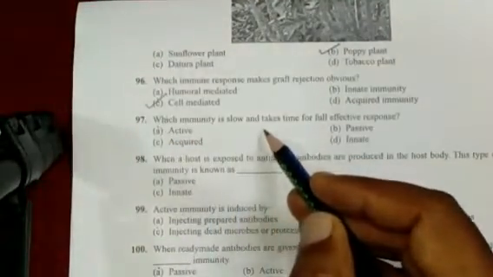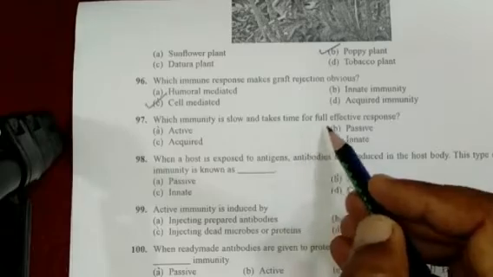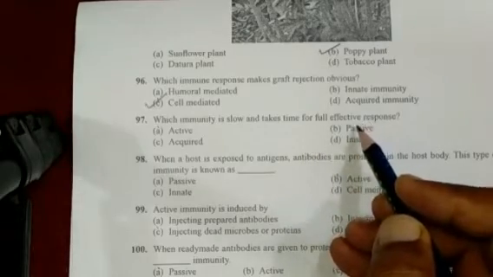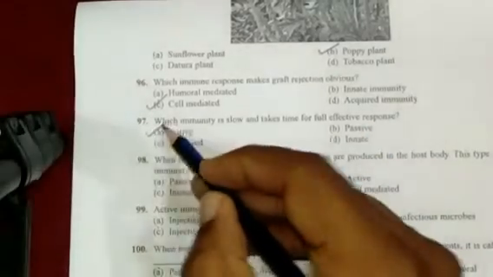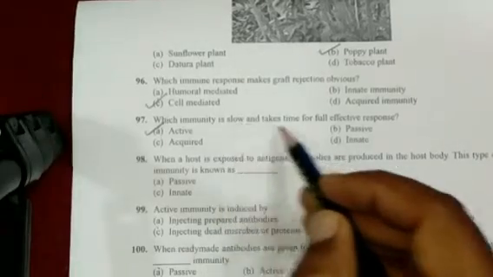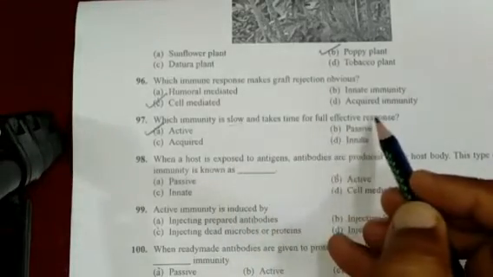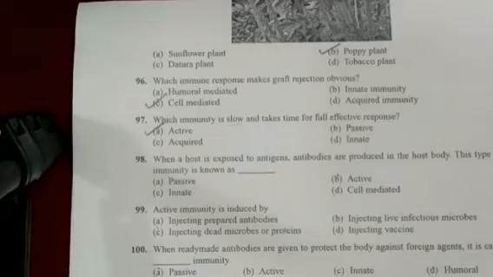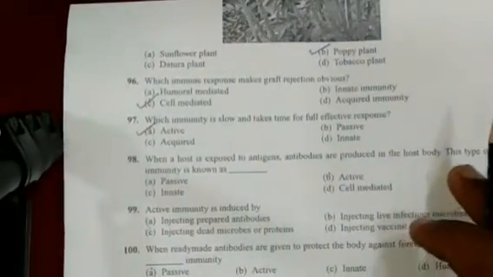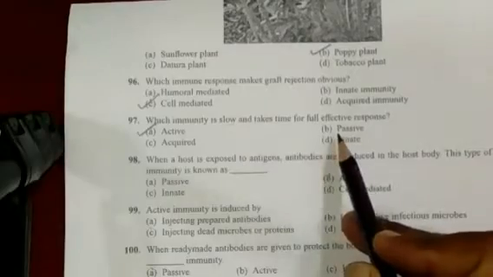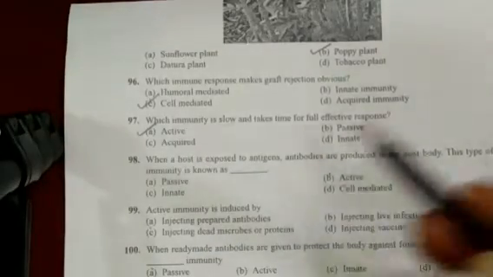Which immunity is slow and takes time for full effective response? Active immunity. Actively acquired immunity is a little slow but complete. Passive is by vaccination. Acquired is again by acquired. Innate, you all know, is inborn.